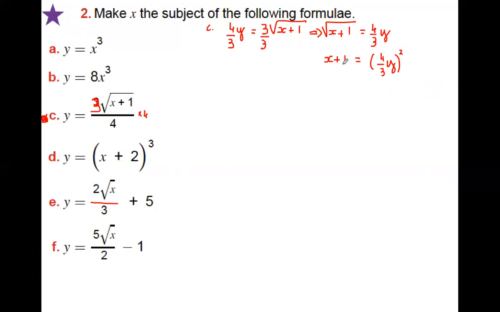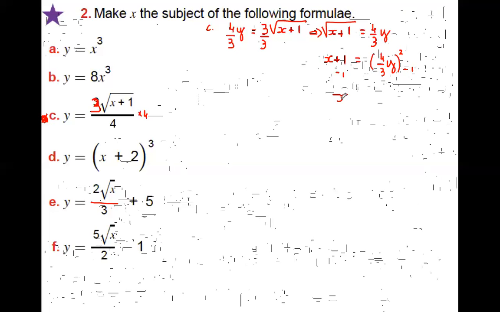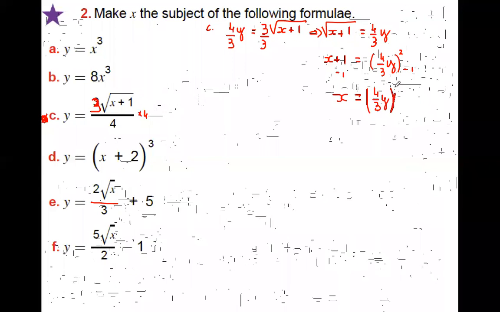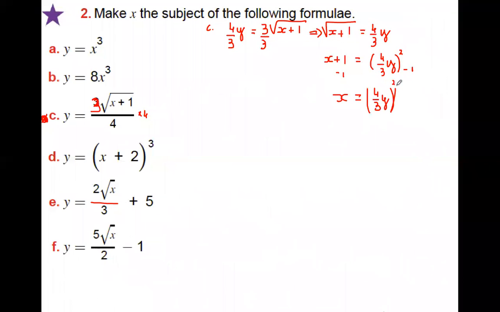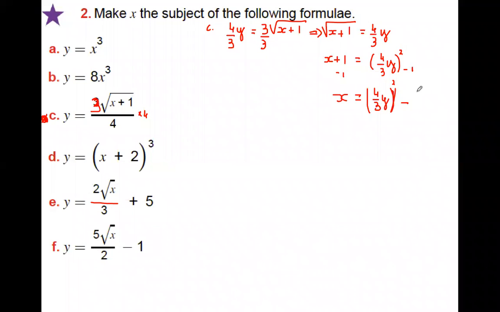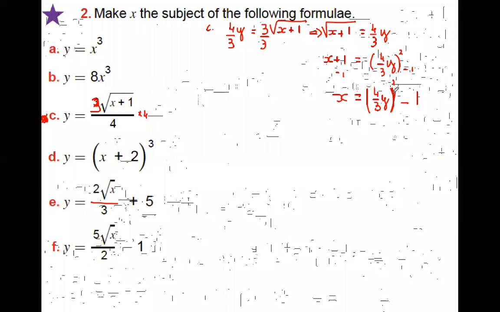And now I want x on its own. How do I get rid of a plus 1? I just take away 1, both sides. And my answer is x equal, so you can leave it like that, 4/3 of y square, this is a bracket, minus 1. That's it. That's us.